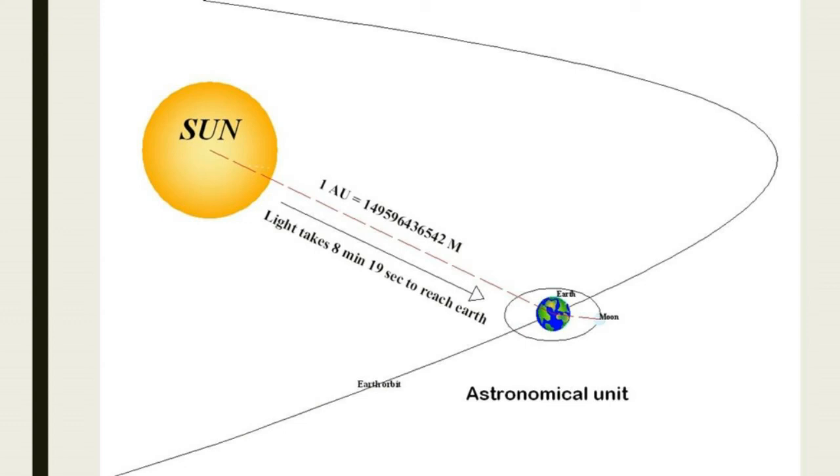This average distance is taken as one astronomical unit. One astronomical unit is defined as the average distance between the earth and the sun. So, one astronomical unit is equal to 149.6 million kilometer, or 149.6 into 10 to the power of 6 kilometer, or 1.496 into 10 to the power of 11 meter.